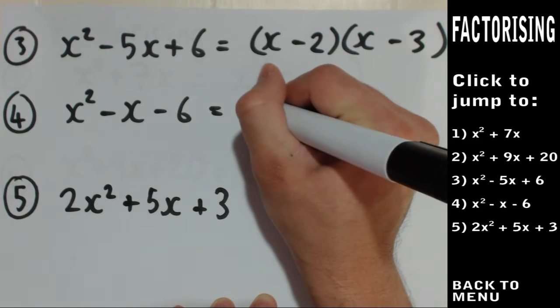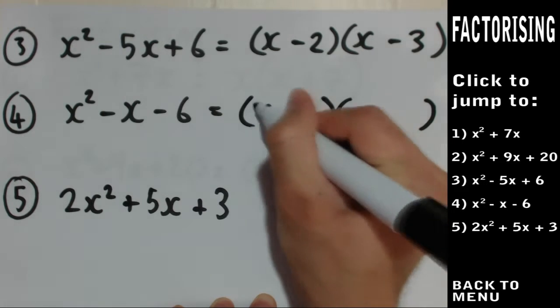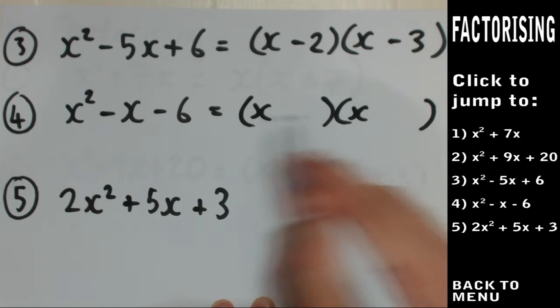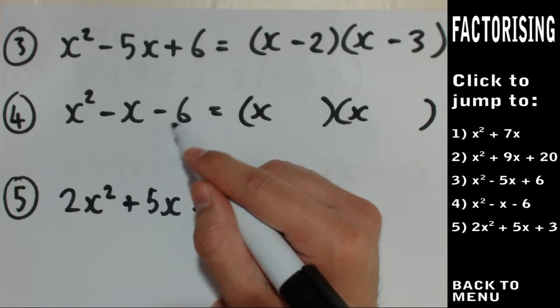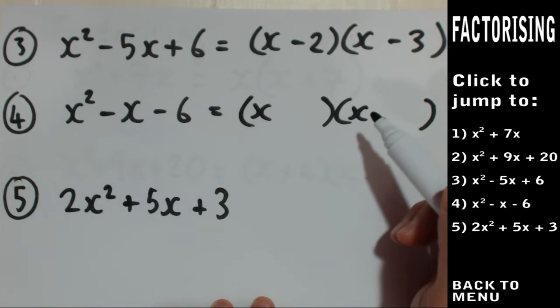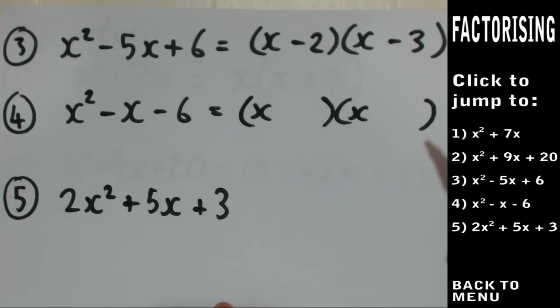Question 4, double brackets, x times x gives x squared. Now a number that gives minus 6 and adds to give minus 1. That's minus 1x. You just don't need to write the 1. So ignore the minuses for a second. Just think of a number that gives 6. Let's try 2 and 3 again.